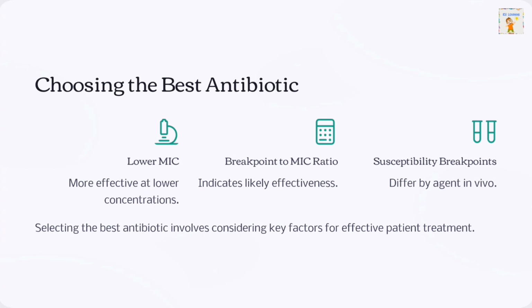Now, how do we choose the best antibiotic? We have to look for a lower MIC, of course. The lower the MIC, the lower the concentration needed to kill microorganisms. We also need to know the susceptibility breakpoints, which will subsequently give us the breakpoint to MIC ratio. And the higher the ratio, the more likelihood of therapeutic success.